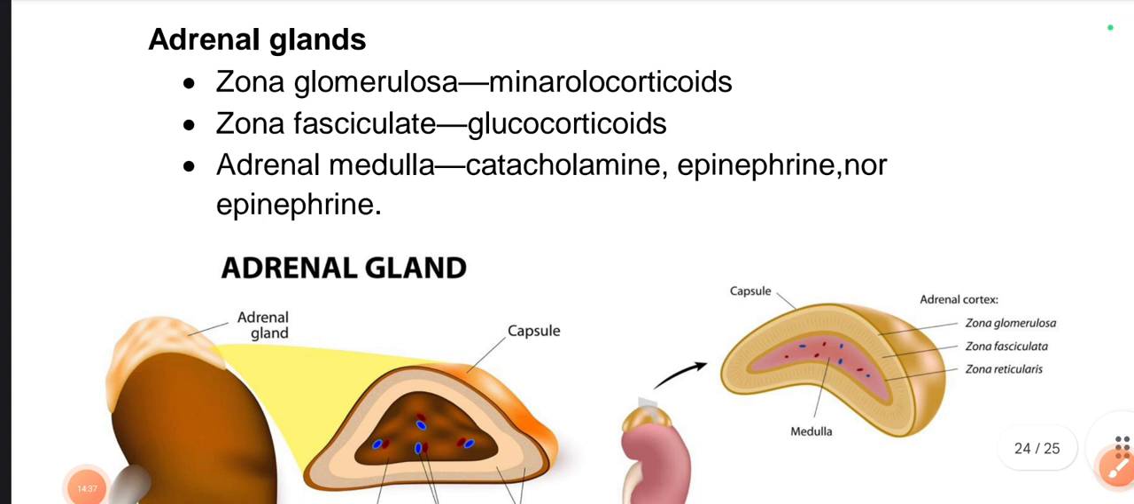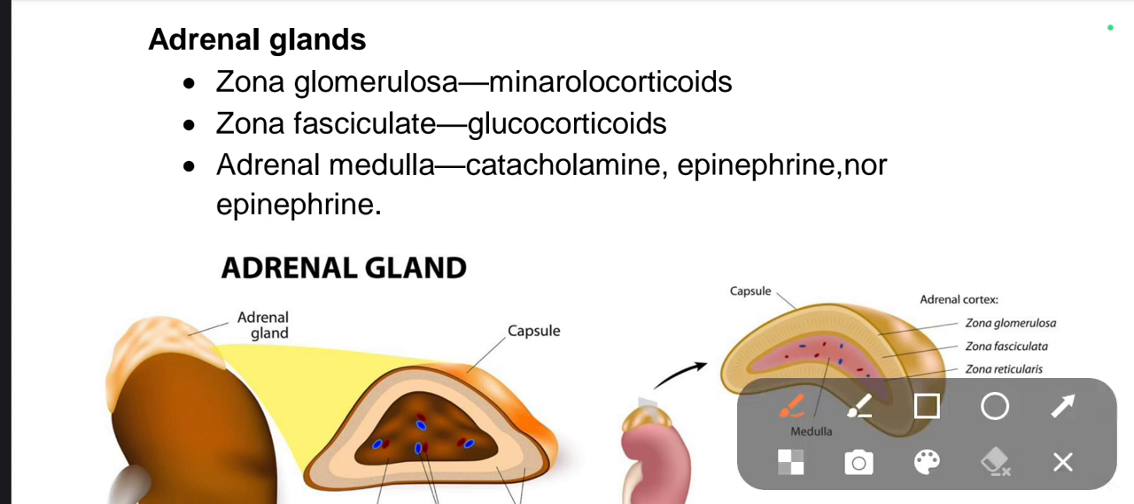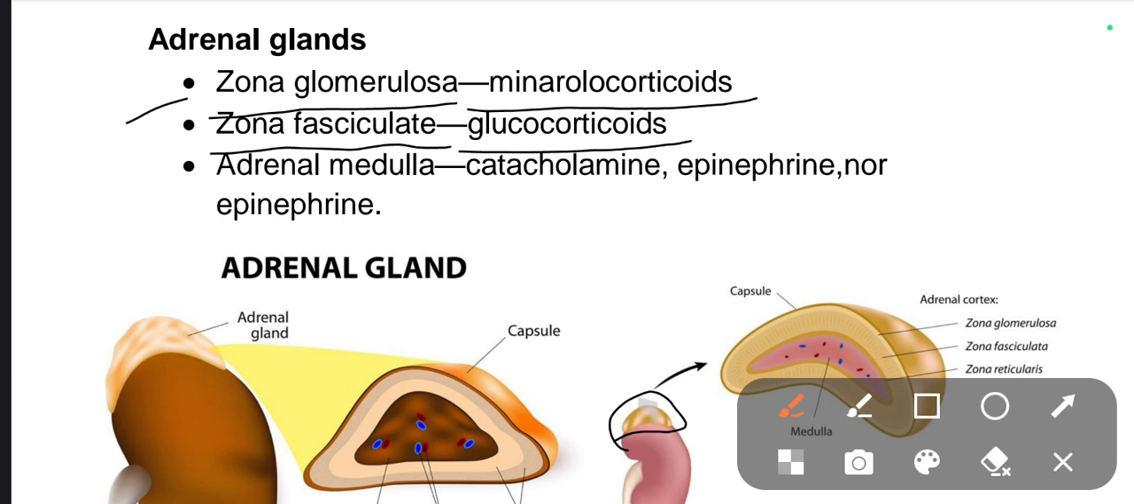The next gland is the adrenal gland, which is nothing but the suprarenal gland. Here you can see the kidney, and the superior part of the kidney is where the adrenal gland is located. The adrenal gland has three parts. The first one is the zona glomerulosa, the outermost part, and it produces mineralocorticoids. The zona fasciculata is the next part, and it produces glucocorticoids.